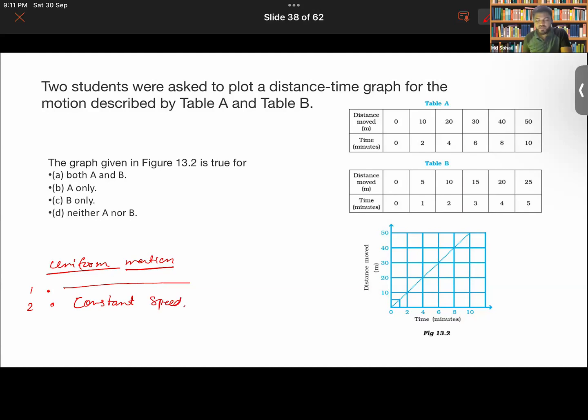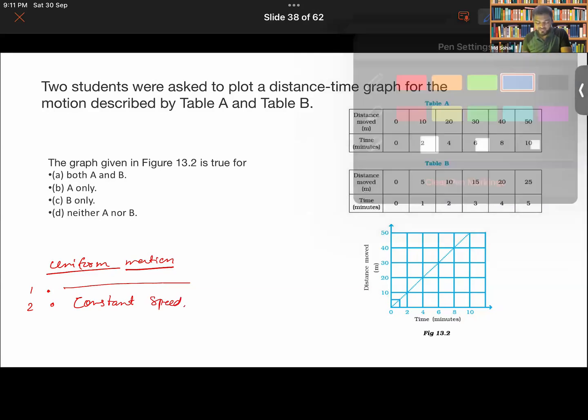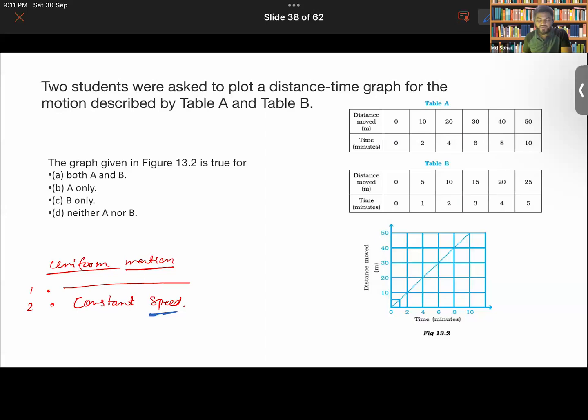Getting it now? A distance-time graph basically gives you the speed. So you will try to find the speed for table number A and table number B. For the data given here, try to find the speed. In whichever table you get a constant speed, that will represent uniform motion. For a body to be in uniform motion, its speed has to be the same. It should not be changing, right?